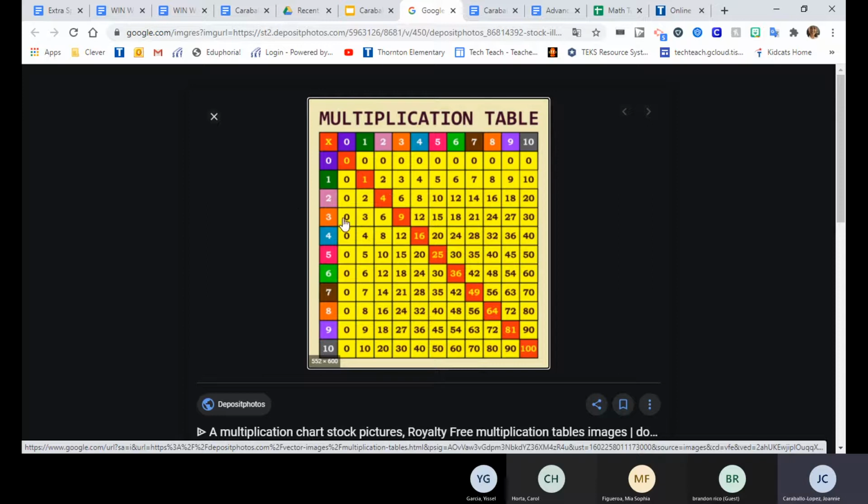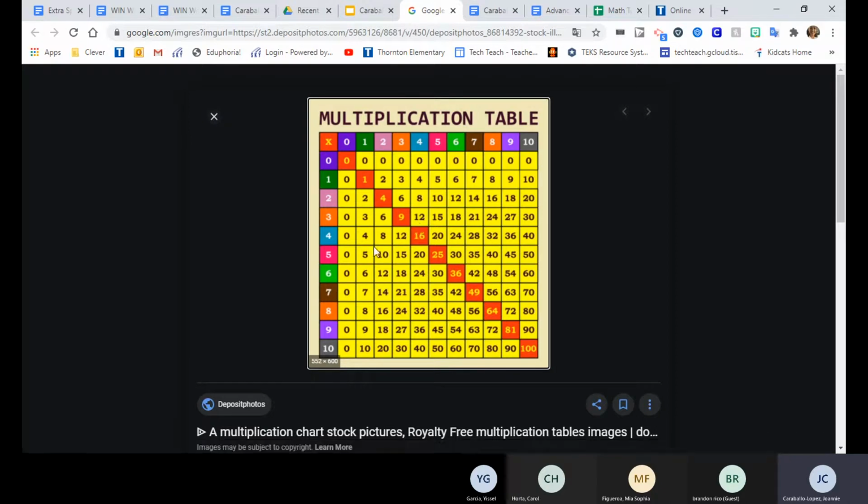Then let's go to 3. 3 times 0 is 0. 3 times 1 is 3. 3 times 2 is 6. 3 times 3 is 9. 3 times 4 is 12. So it is your responsibility to practice this, because what we're going to continue learning is going to be really hard if you do not practice your multiplication tables, okay?